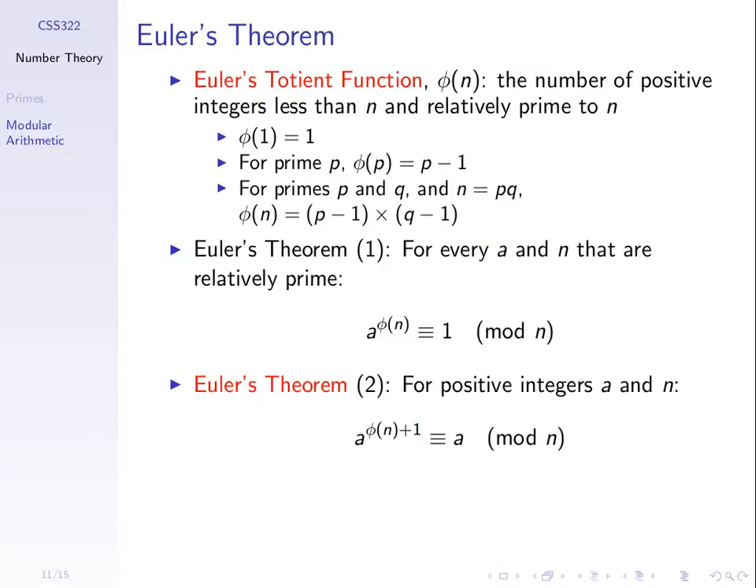That's Euler's totient function. And related to that, Euler's theorem, again written in two forms. Let's just focus on the second form because we'll see that being used when we look at cryptography. For positive integers a and n, a to the power of the totient of n plus 1, mod n, equals a. So Euler's theorem tells us that. So if we can set some value in this form, then we can quickly find the mod n. Let's see an example.